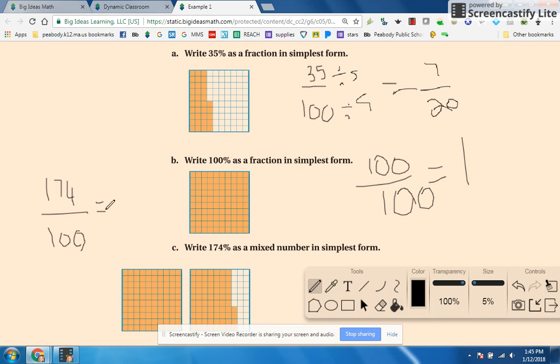So 100 goes into 174 once. You'd have 74 left over 100. And now I've got to simplify it. So I'm going to divide 74 and 100 both by 2 because they're both even numbers. And that's going to get me 1 for my whole number, 37 for my numerator, and half of 100, 100 divided by 2, is 50. That's in simplest form because 37 is prime. So 174% is 1 and 37/50ths in simplest form.